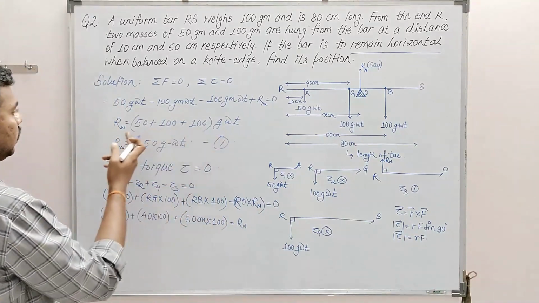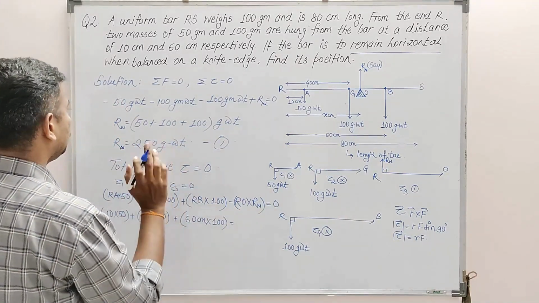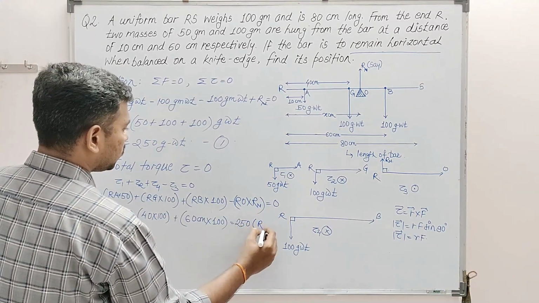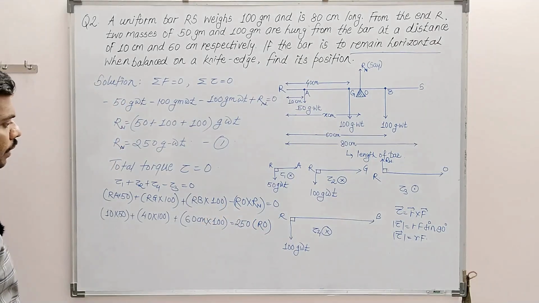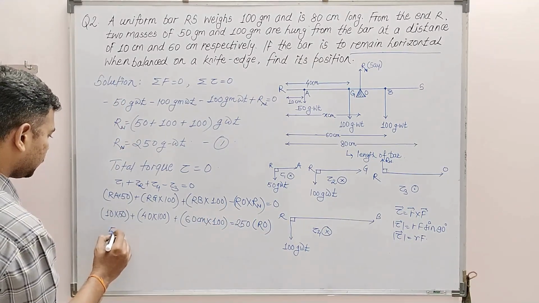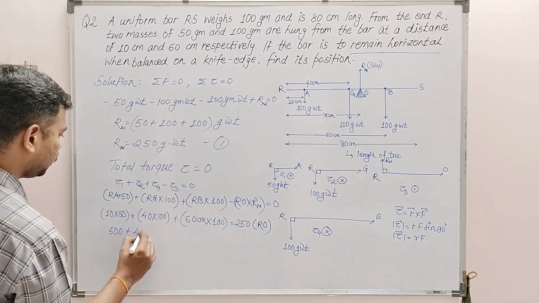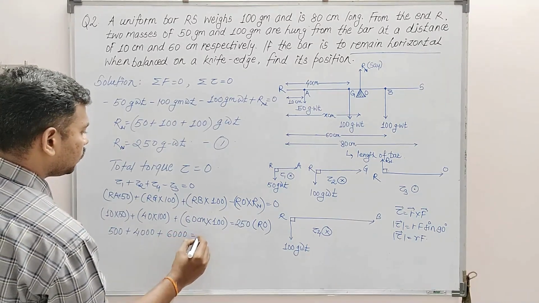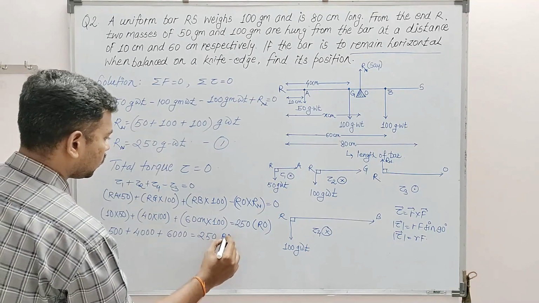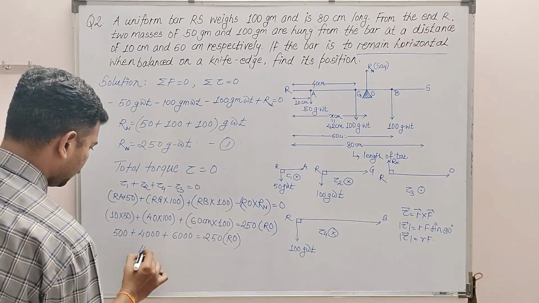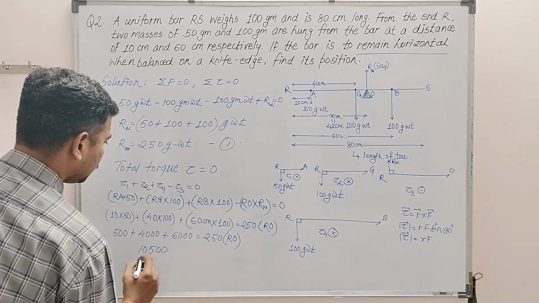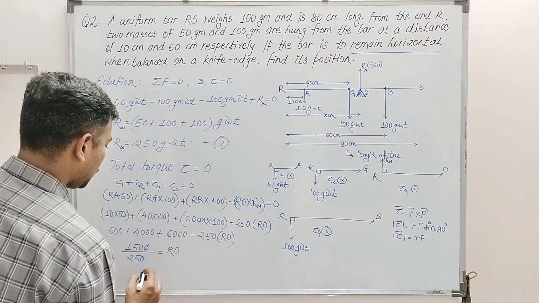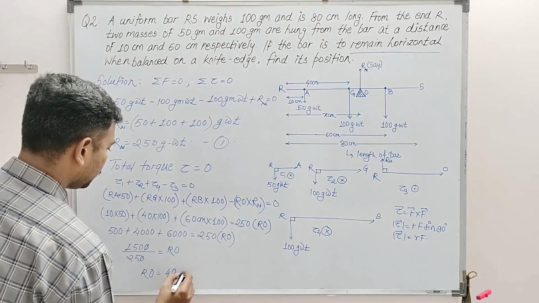Actually, we got that Rn here. That is our equation 1. So let's substitute equation 1 for Rn into the equation for Ro, which we are interested in. Now let's multiply here. It is 500 plus 4000 plus 6000, which is equal to 250 times Ro. It is 10,500 upon 250, that is equal to Ro. So Ro is 42 centimeter.